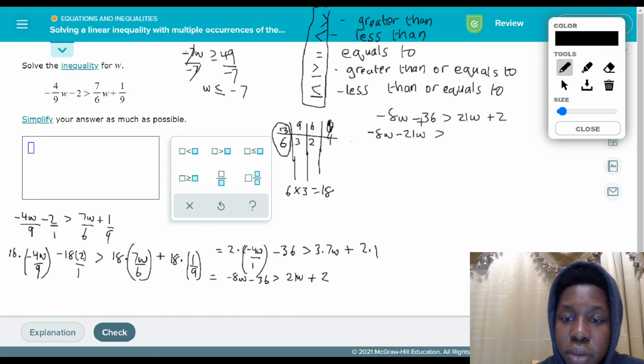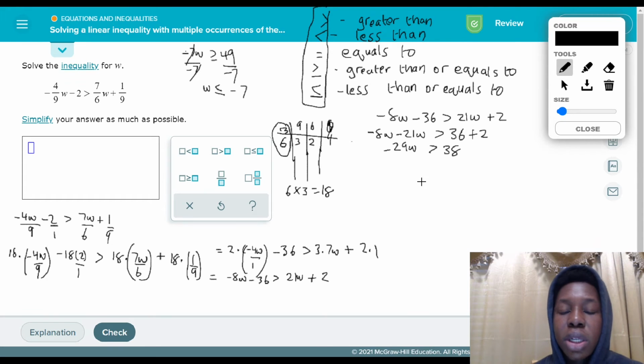So this is greater than, and this minus 36 I have to put in here, right? When we put minus 36 to the other side, it changes to positive 36. So this is 36, and this 2 is already here, plus 2. Now we're left with minus 8w minus 21w. That's minus 29w, right? And that is greater than 38. So the next thing for us to do is divide both sides by minus 29.